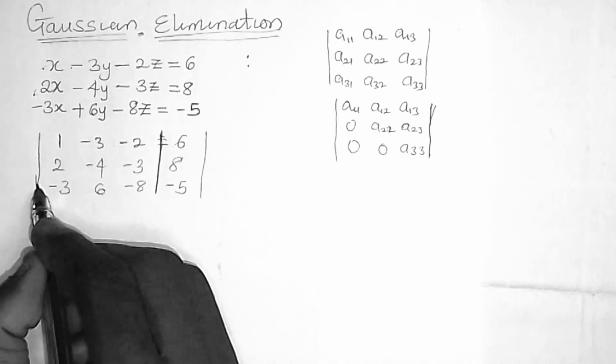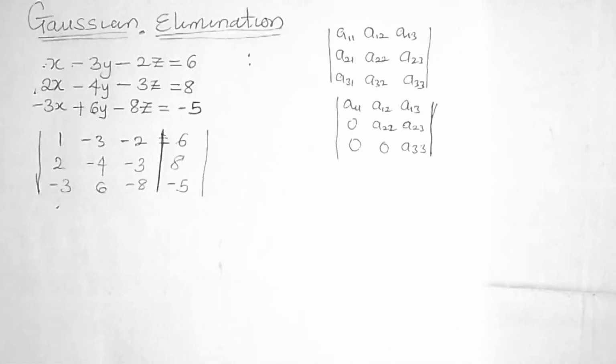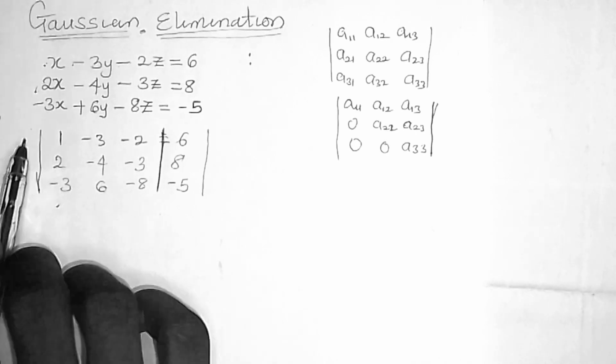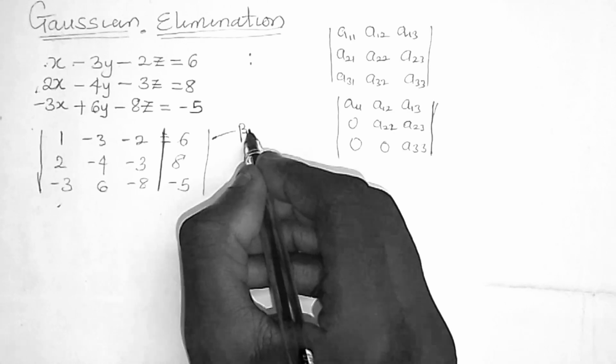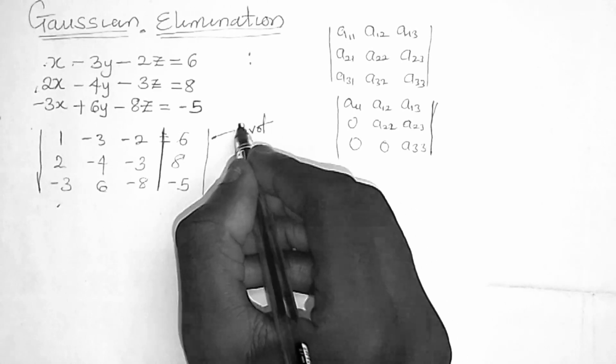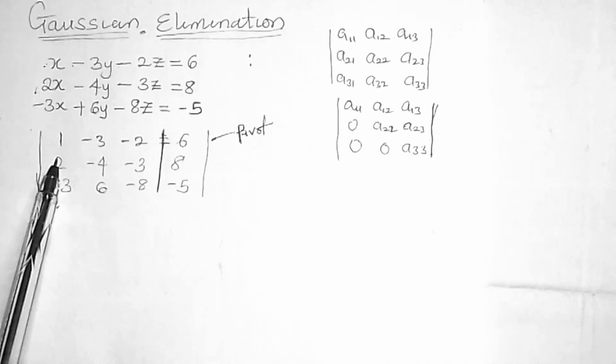So before I proceed, let me tell you something. This is called the augmented form. While everything you have on row 1 is called your pivot. So you are not going to be doing anything with your pivot. It's going to remain constant. Are you following now?